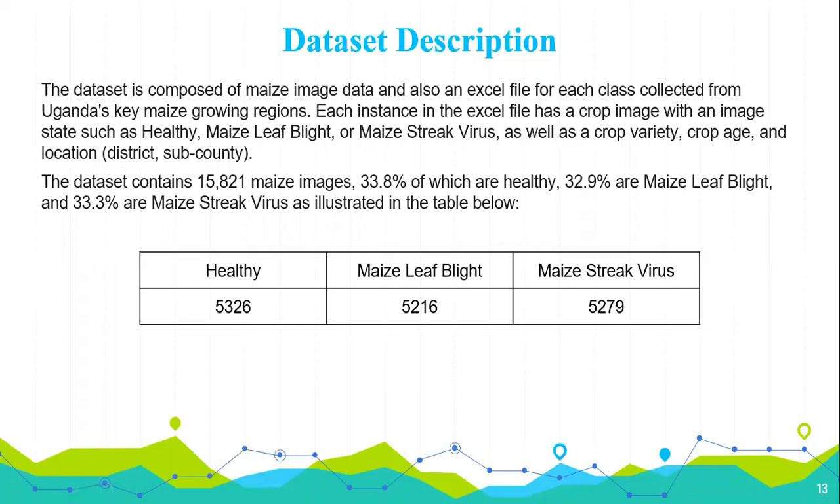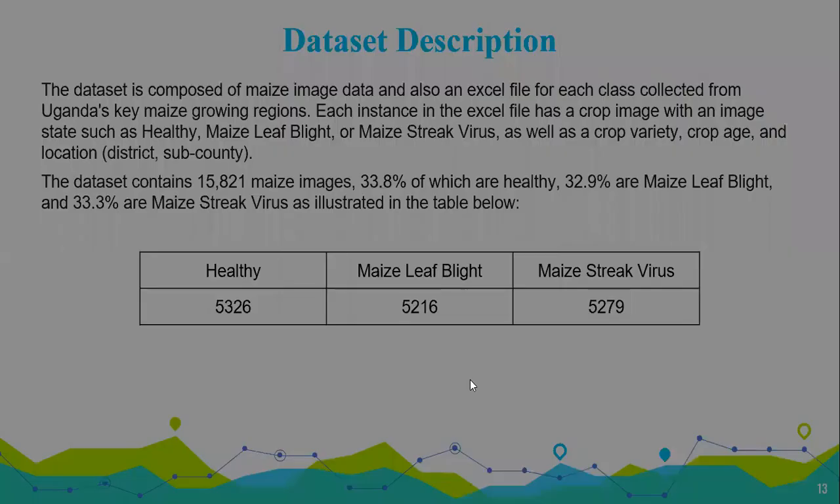Now, the dataset contains around 15,821 maize images, of which 33.8% are healthy, 32.9% are maize leaf blight, and 33.3% are maize streak, as we have illustrated in the table.